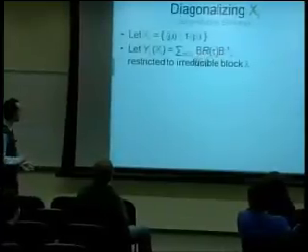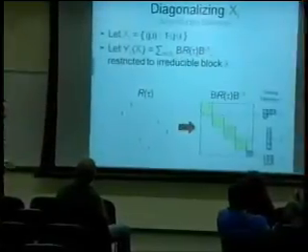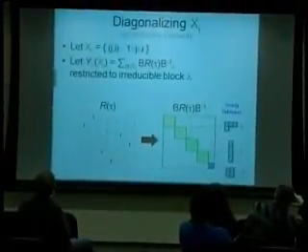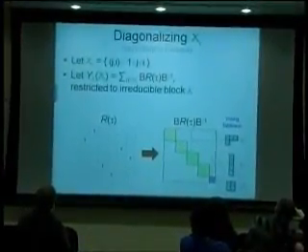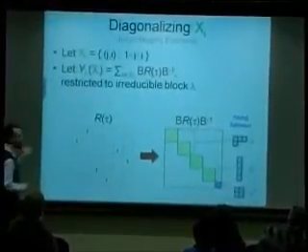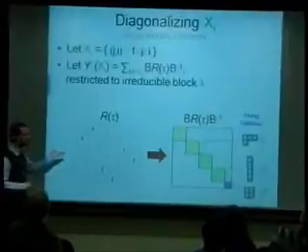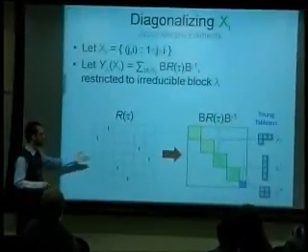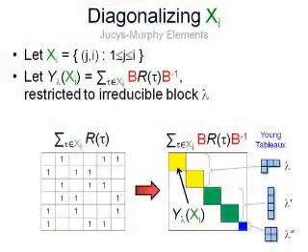R sub tau is this matrix here, as you recall. Applying the Fourier transform, you get this block decomposition. Now all I'm going to do is sum over the taus in xi. All of the R sub taus are block diagonalized, so their sum is also block diagonalized.